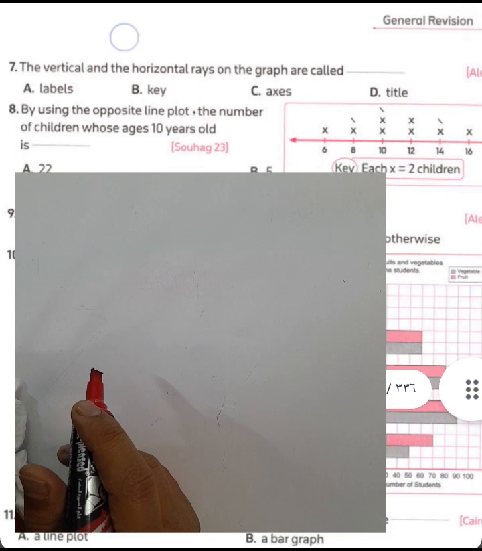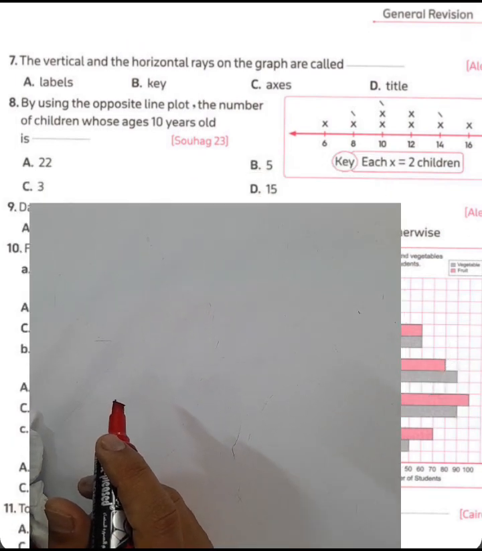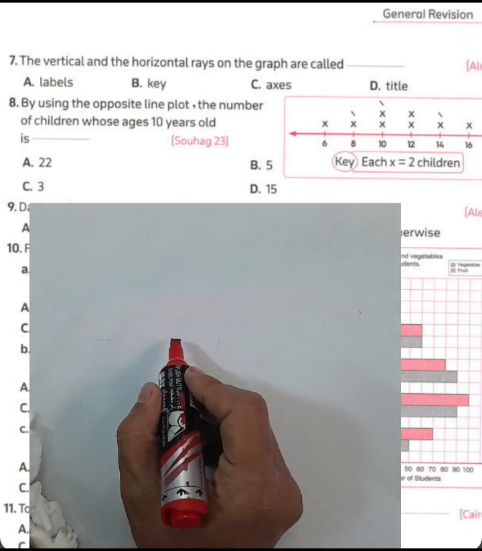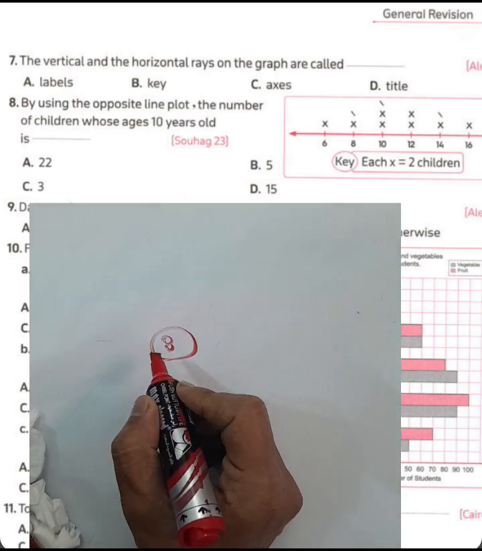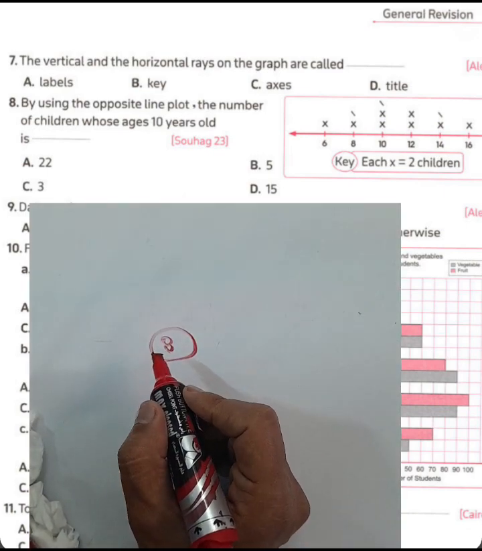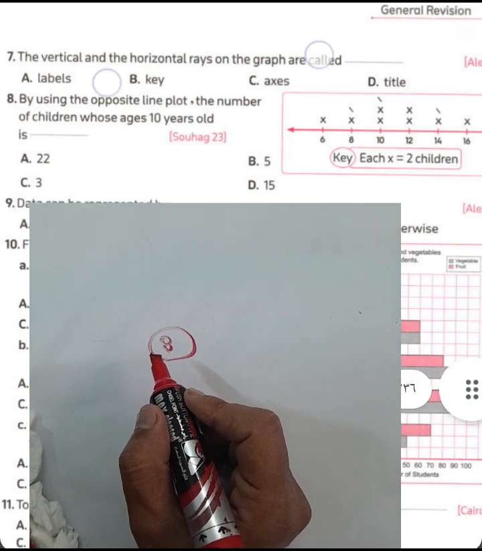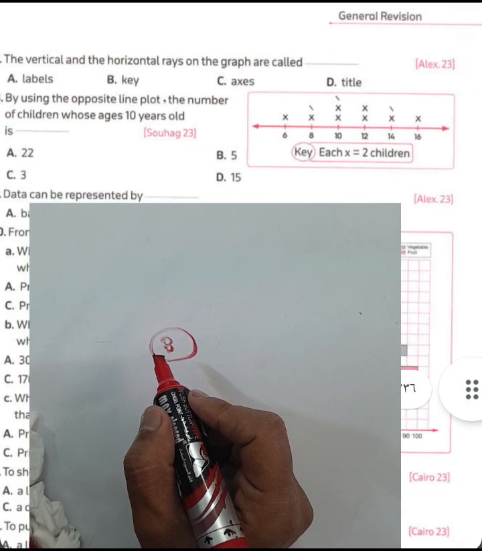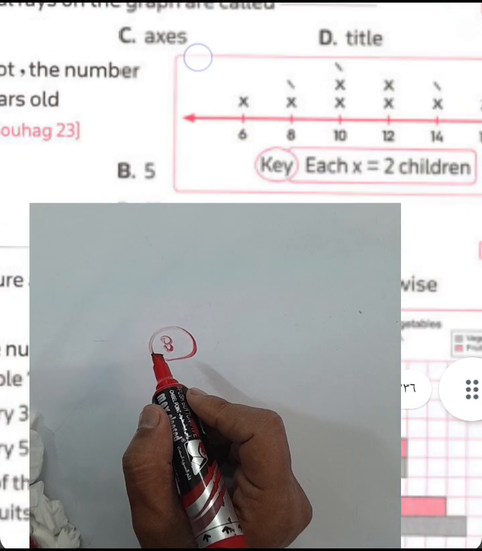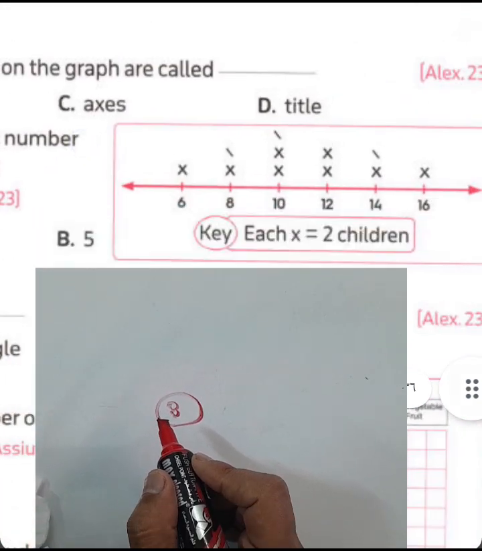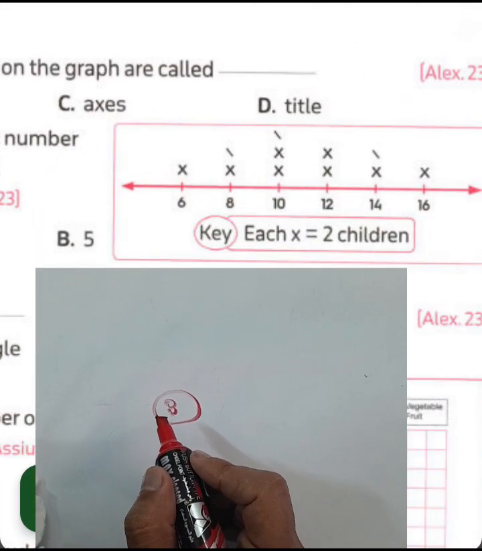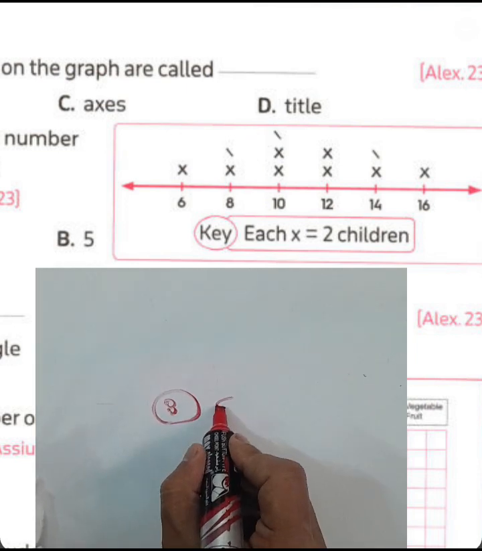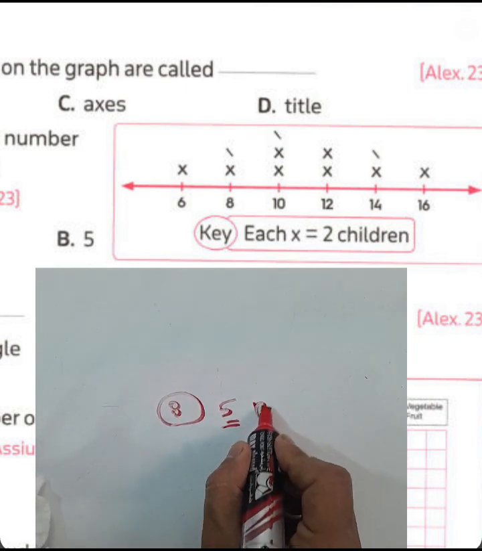Question 8. By using the opposite line plot, the number of children whose age is 10 years old is what? Count with me. 10 years old. Here, each x refers to two children. Then 2 plus 2, 4, 4 plus 1 equal 5. The result will be 5. Choose letter B.